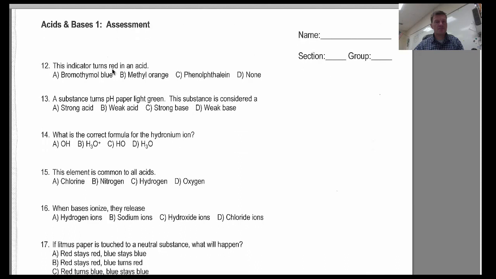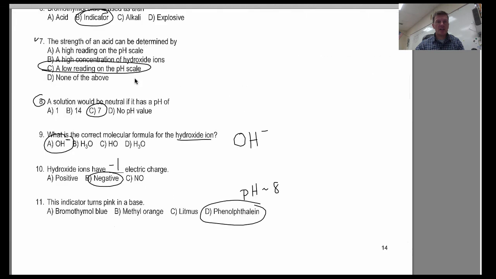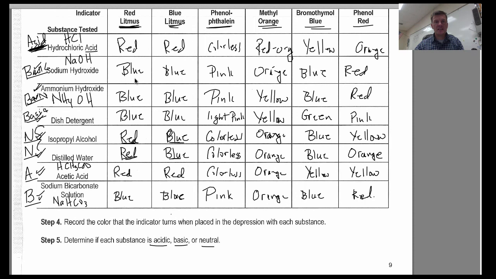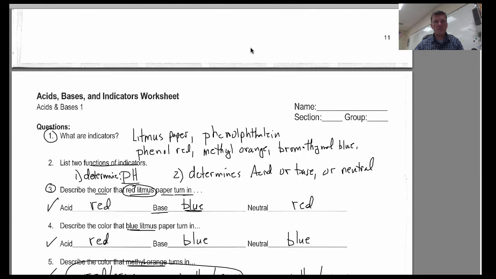A few more. This indicator turns red in an acid. Okay, if we look back up at our table, red in an acid. So let's look back up here. Here it is. Red in an acid. It was the methyl orange. The methyl orange right there.